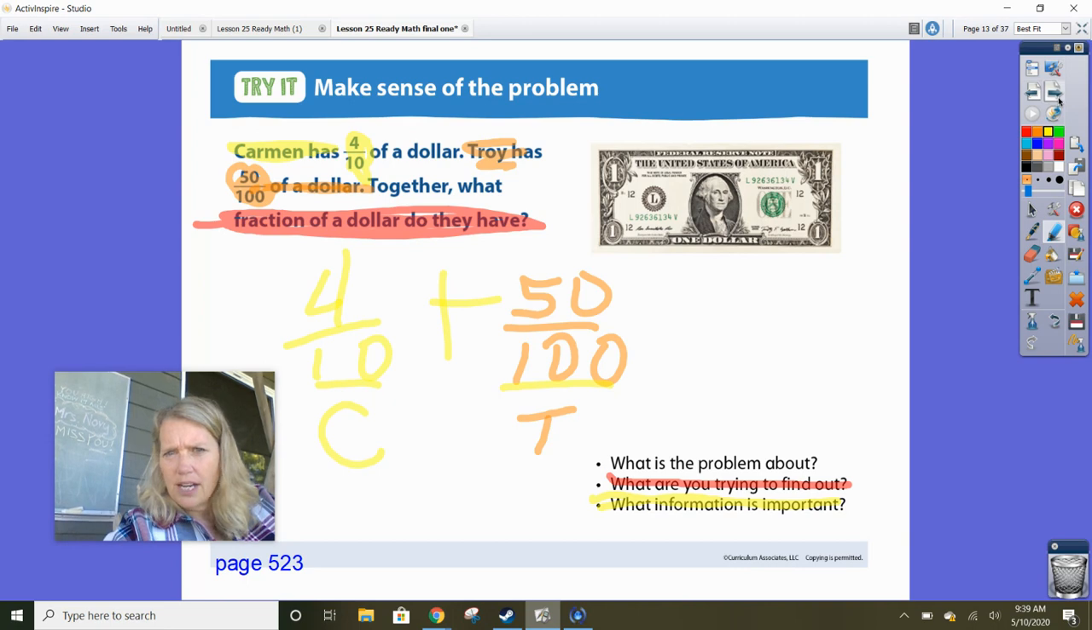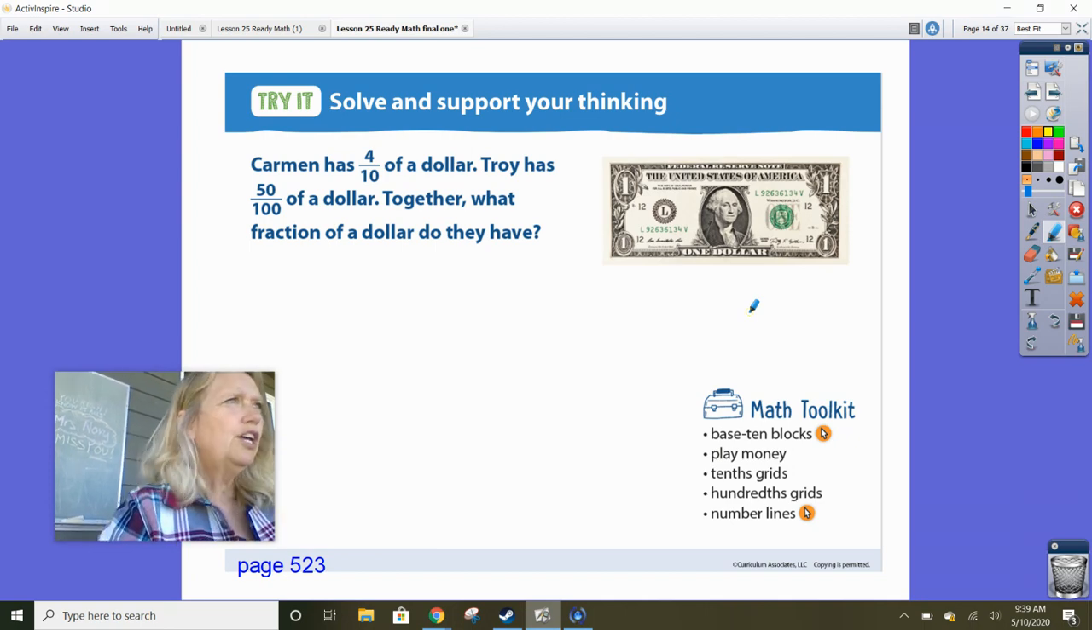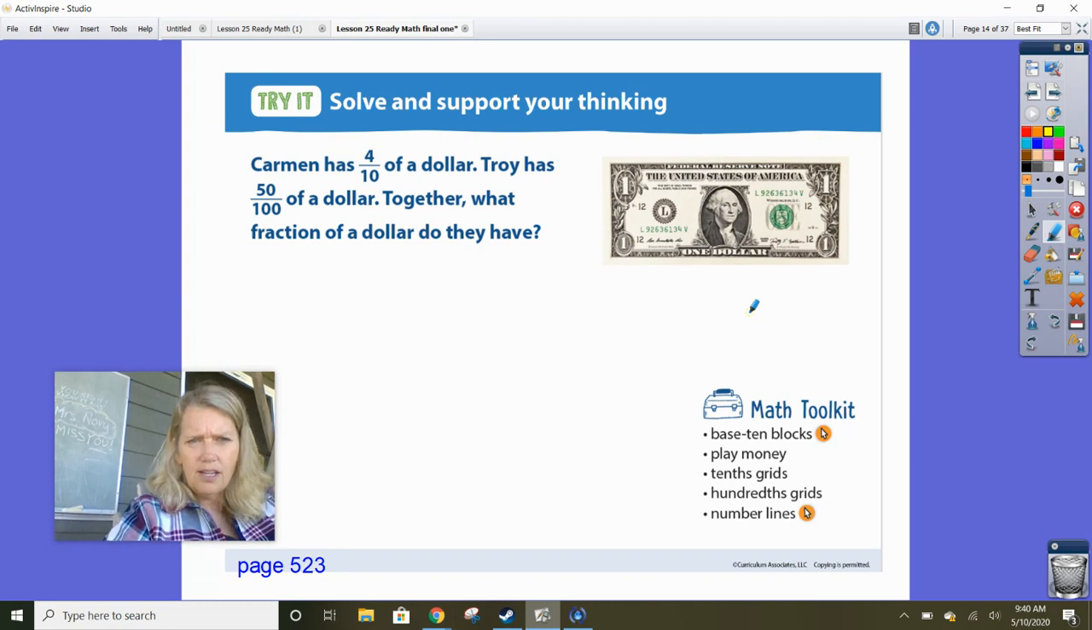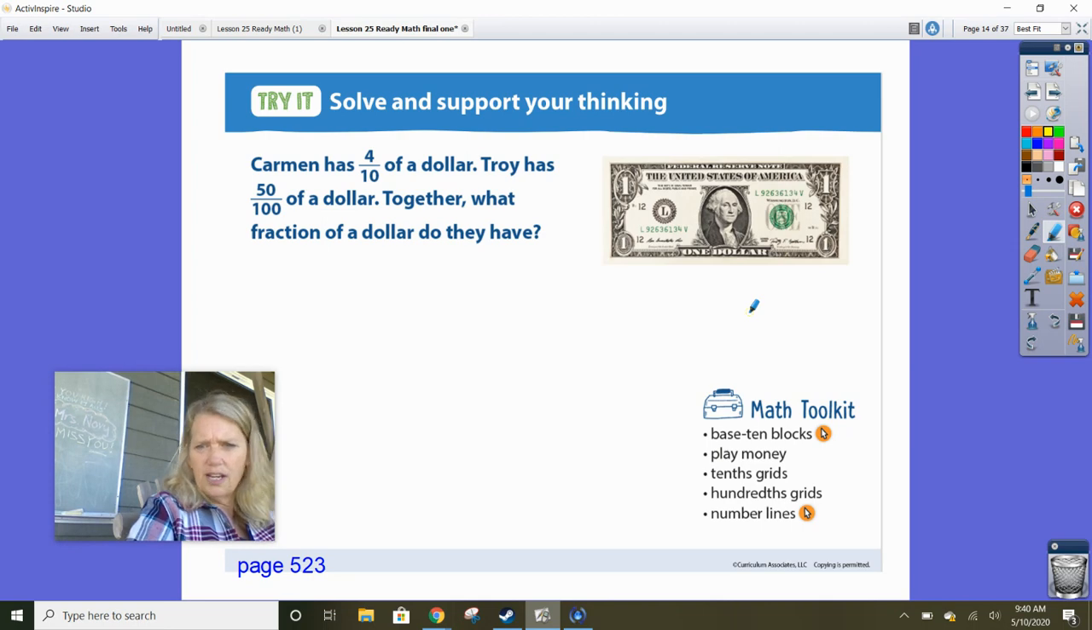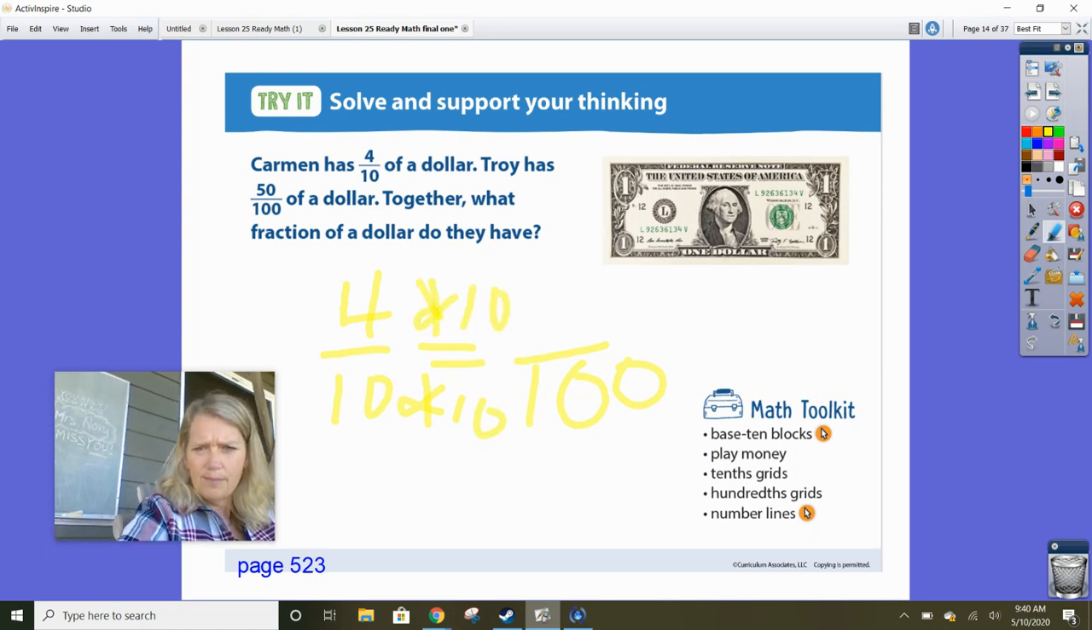So I bet you on the next page it's going to tell me to solve it. Yep. So on page 523, you can give it a go. If we were in classroom, I'd definitely say, show me with your base 10 blocks, do some kind of picture, but you give it a go with whatever way you can. Probably a picture, or you're using equivalent fraction style. I think I will change this 4/10 to hundredths, which means times 10, times 10. 4 dimes equals 40 pennies, 40 hundredths.